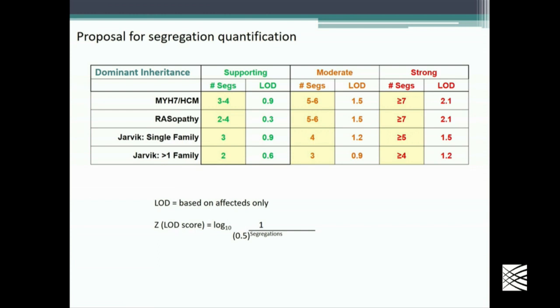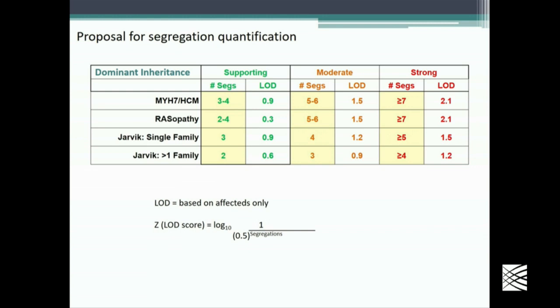We haven't yet arrived at a final proposal. There is actually a publication from Gail Jarvik's group that's been out there, and they used the grid we had in the ACMG guideline and then filled in quantitative data, where they proposed that in a single family, if you have 3 segregations, that would count as supporting evidence, 4 as moderate, and 5 or more as strong. And that was Gail's proposal.